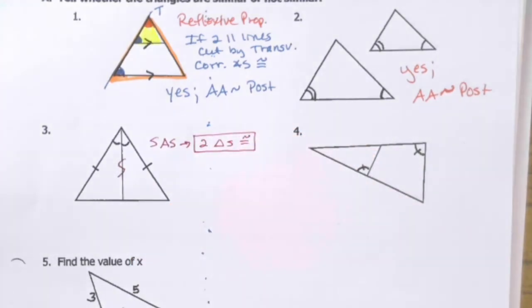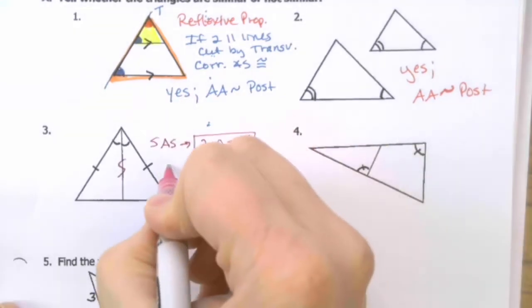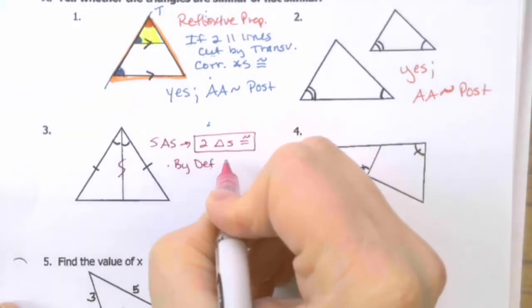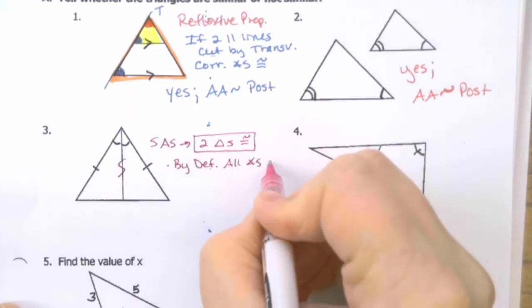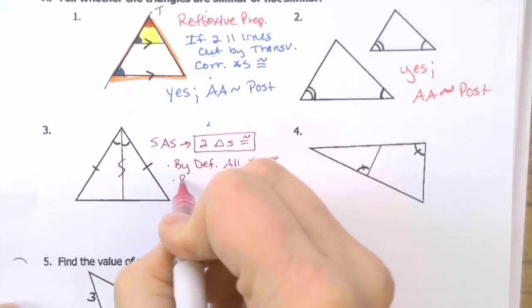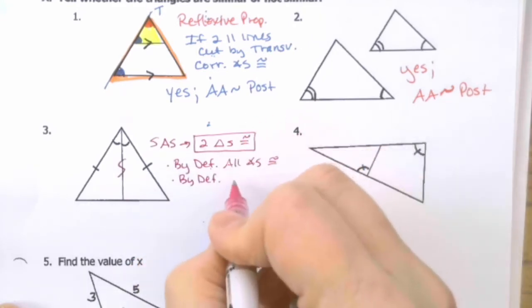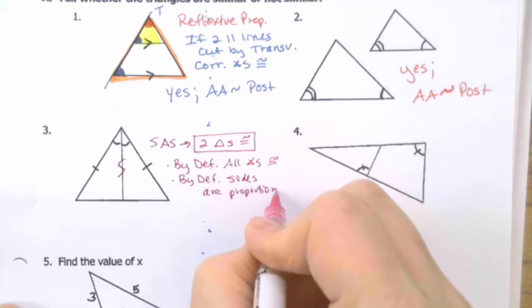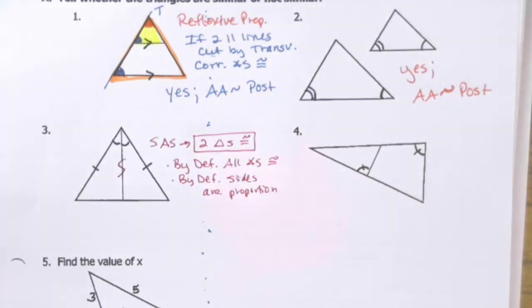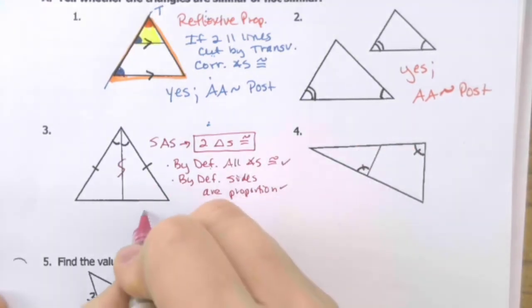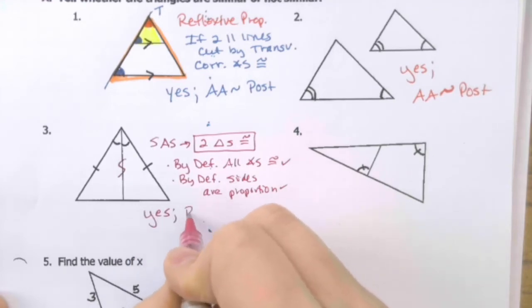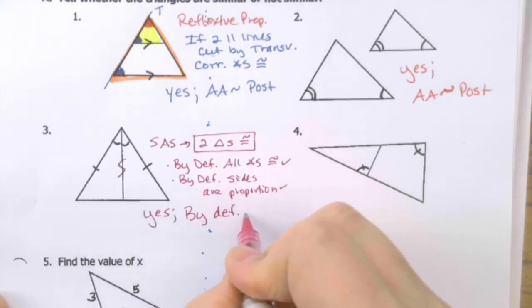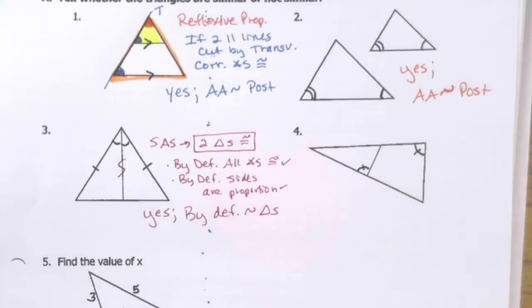So, the fact that they are congruent means, by the definition of congruent, all angles are congruent, and the sides are proportional. And their proportion would be 1 to 1 because they are the same. So because these 2 qualifications were met, we can say, yes, the triangles are similar, and it would be by the definition of similar triangles. So once they're congruent, they are automatically similar.